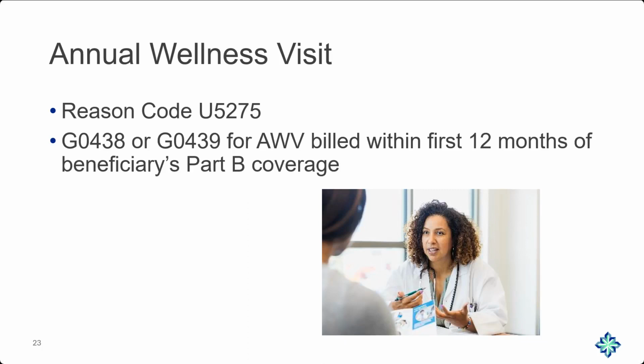U5275 also showed up in the top 5 for FQHC claims. This time the U stands for utilization. It's a common working file edit. It states that G0438 or G0439 for the annual wellness visit has been billed within the first 12 months of the beneficiary's Part B coverage, and the system is set to auto reject these claims when this happens. It compares what's on the claim to the patient's master record and common working file, sees that the patient's in the first 12 months of Part B, and rejects it.